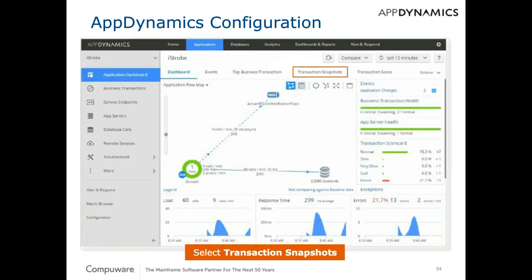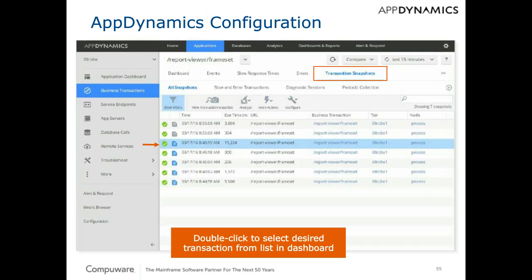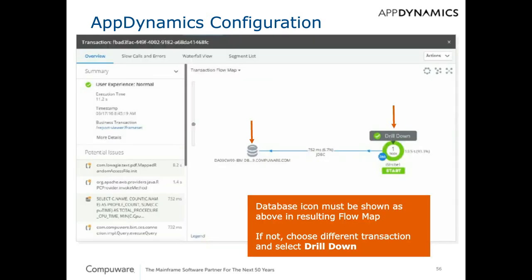We can now start to look at the transactions that AppDynamics has been capturing. We would click on Transaction Snapshots. And then once there, we can choose one of these transactions and double click on it. That'll bring up another panel here. And if you see this little database icon that's in the middle, then you know that it's gone into mainframe DB2 data. And so there'll be something that we can drill down into. So we drill down into that.